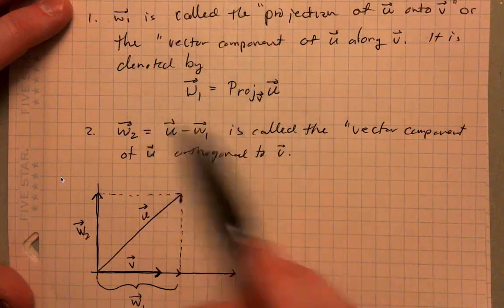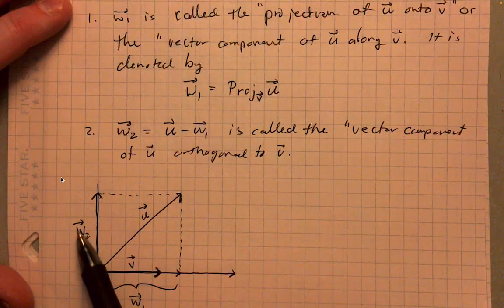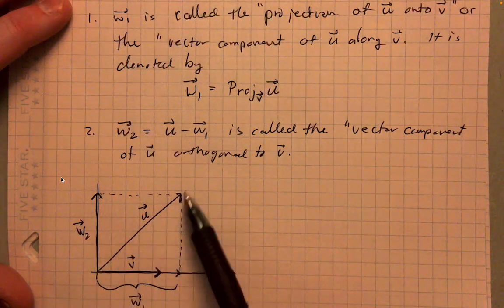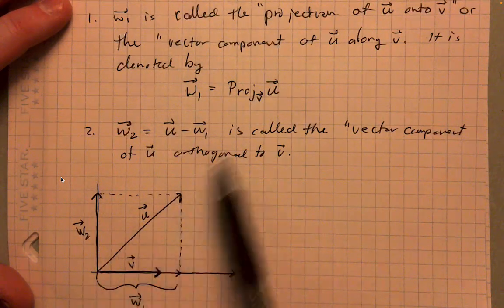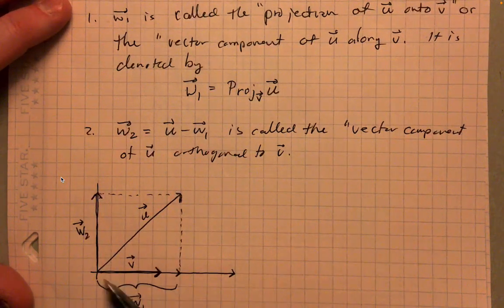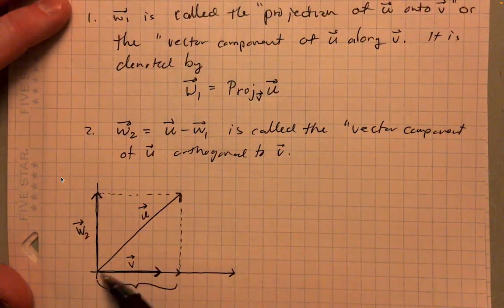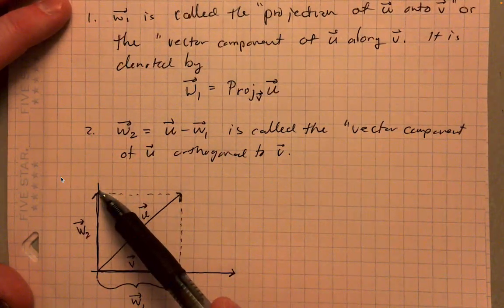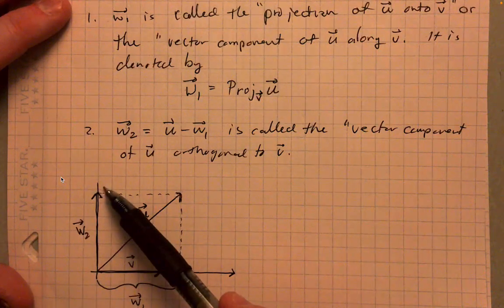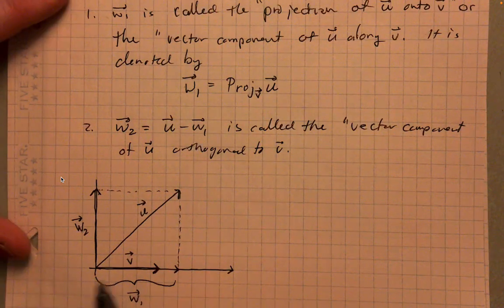And that's the one with the notation here, w1 equals projection of u onto v. And then w2 is just equal to whatever u is minus w1, naturally. If you were to take u and subtract off w1, that would give you the vector w2, and it's just called the vector component of u orthogonal to v. So you get these two pieces.